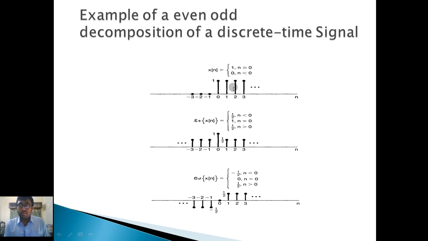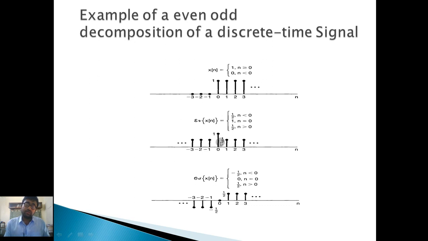Now if you decompose this signal, we get two signals. If you take a close look, this first one is an even signal. How does it work? For n less than 0, the value of the signal at each integer is 0.5. At n equal to 0, the value of the signal is 1. And for n greater than 0, the value is 0.5. This is an even signal.